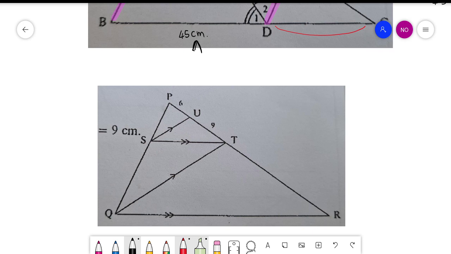In the diagram they give you two sets of parallel lines. We have this line parallel to this one, and we additionally have this line parallel to that line. Meaning that we have two different triangles in which we can apply the theorem that says a line drawn parallel to one side of the triangle divides the sides proportionally.